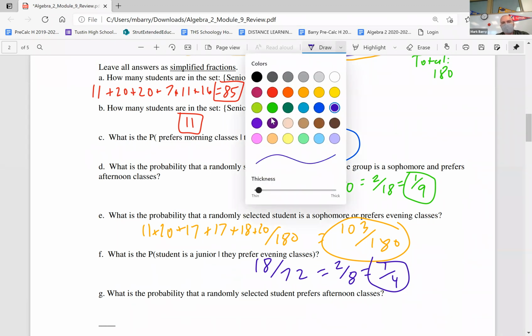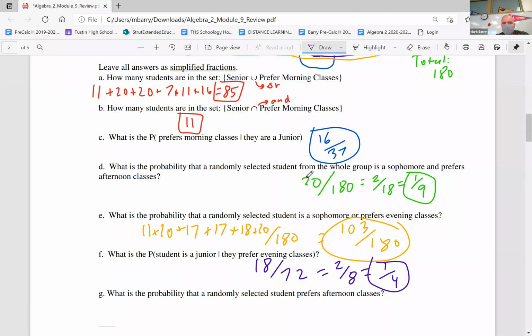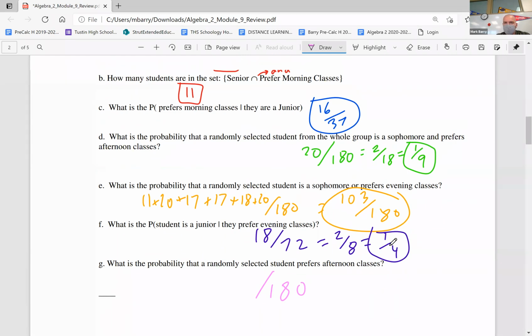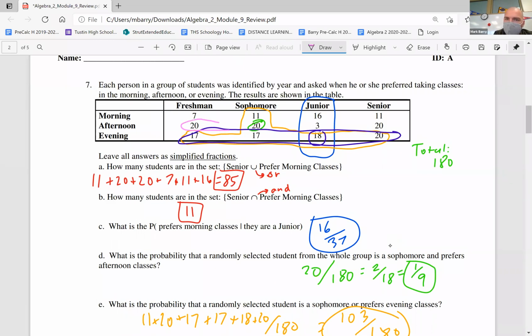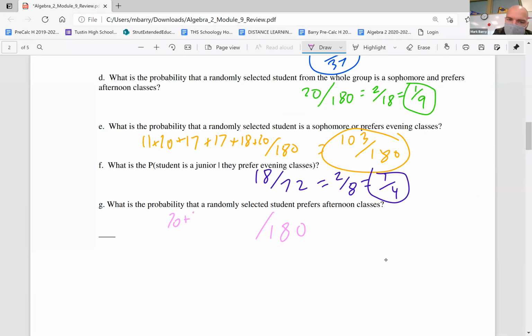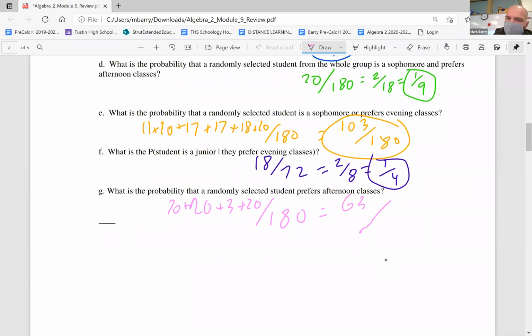All right, last up here, and we'll finish up with this one. What color? Pink. All right. What is the probability that a randomly selected student prefers afternoon classes? So we already said the total was 180, right? So I know it's out of everybody here because there's no given. And so then the numerator is all the people who want afternoon classes. So all these people right here. Yeah, 20 plus 20 plus 3 plus 20, that looks like 63. That does reduce by 9, right? So that would be 7 out of 20.